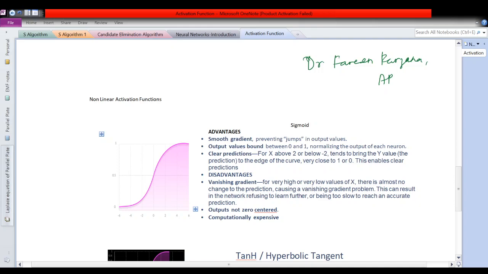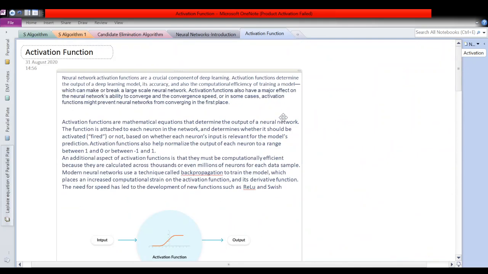Students, in this video, I'm going to teach you about the activation function, which is an important factor in artificial neural network learning. So now let us start with the activation function. It is a crucial component of deep learning. It determines the output of a deep learning model and also the computational efficiency.